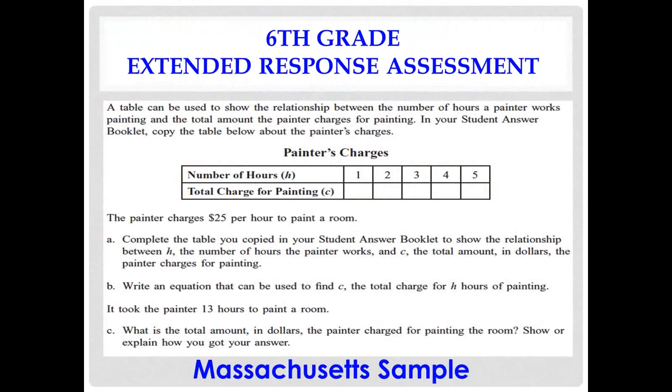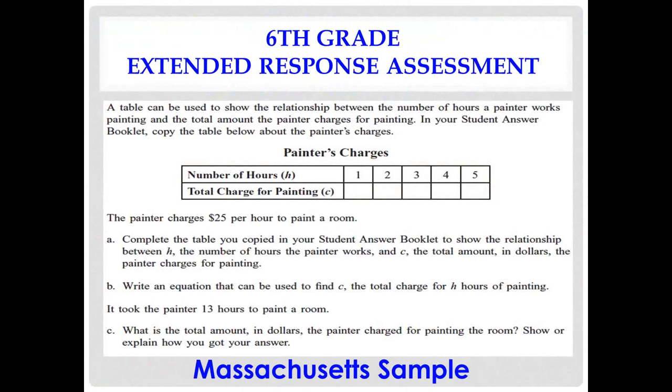So this assessment item says a table can be used to show relationships between the number of hours a painter works painting and the total amount the painter charges for painting. It says in your student answer booklet, copy the table below about the painter's charges.